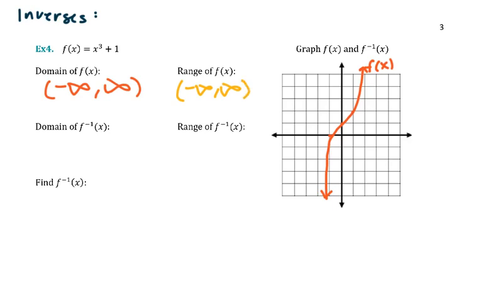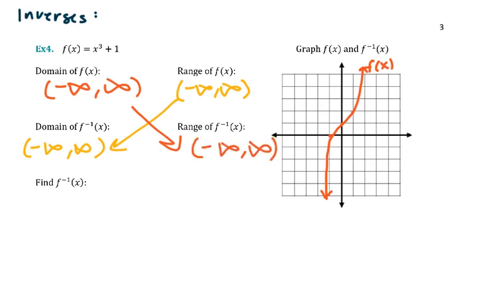So when we think about the domain and range of the inverse, we don't even have to know what the inverse is. We can just take these two domains and ranges and switch them. And in this case, we're switching all real numbers with all real numbers, which doesn't really change anything. But there we have our domain and range.